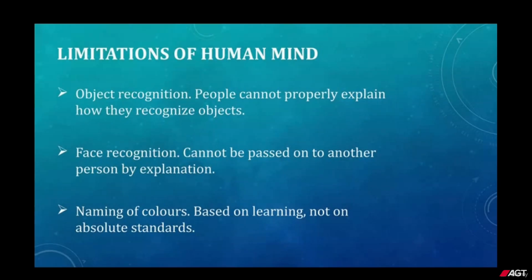Limitations of the human mind. Object recognition: people cannot properly explain how to recognize an object. Face recognition cannot be passed on to another person by explanation. Naming of colors is based on learning and is not absolutely standardized.